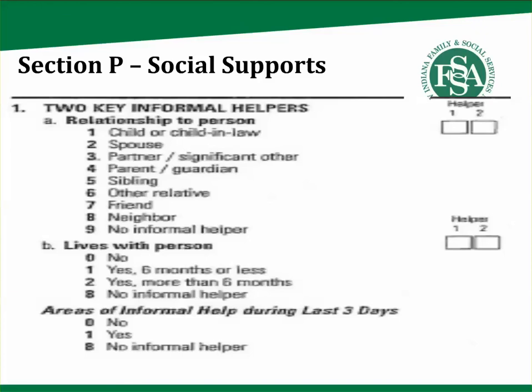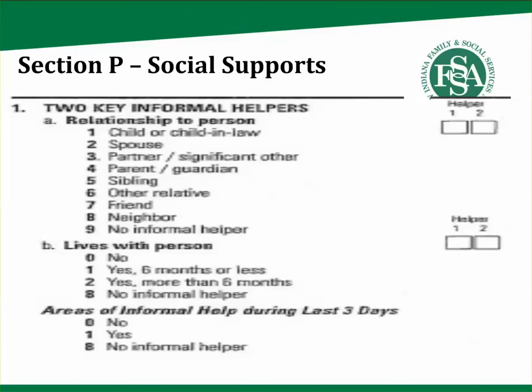Section P looks at social supports, and for the first question here, we want to look at 2 key informal helpers, to assess the person's informal caregiver support system. When we say informal, it means non-paid help. So it could be family, friends, neighbors; as long as no money exchanges, it's considered informal non-paid help.